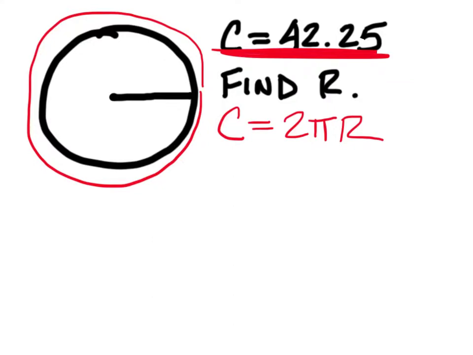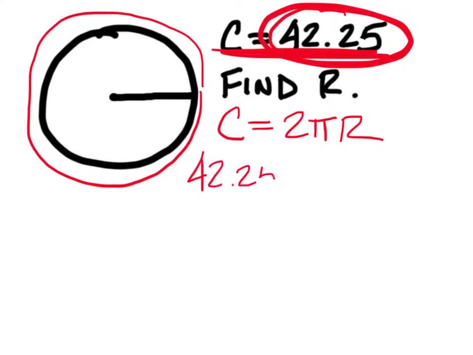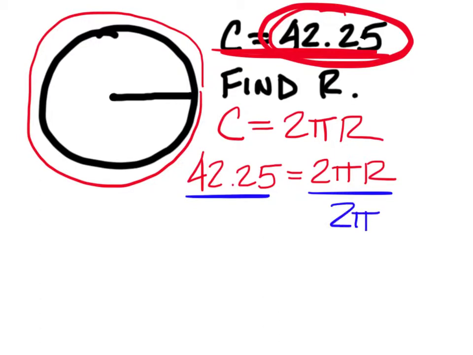So you're going to put that 42.25 in place of c. All we did is move this 42.25 here in place of c. What we want to do is solve for r. To do that, we have to divide both sides by what's beside the r. So we divide by 2 pi. Now you can cancel out these 2 pi's on the right and be left with r, which is what we want.